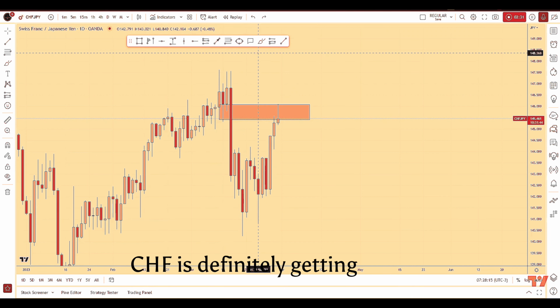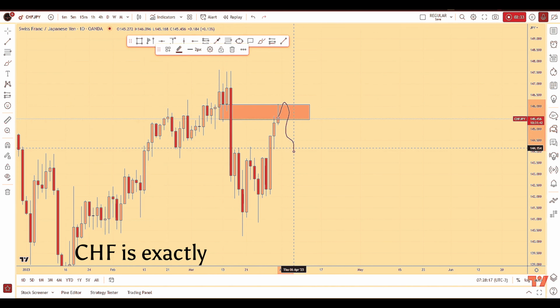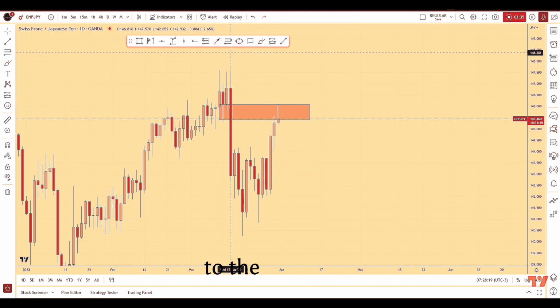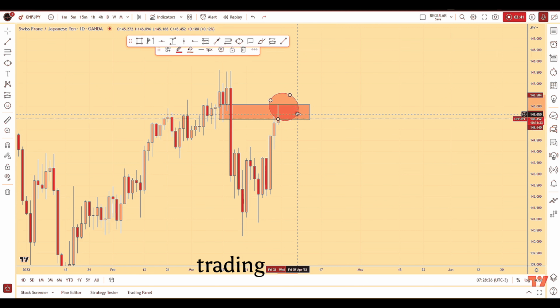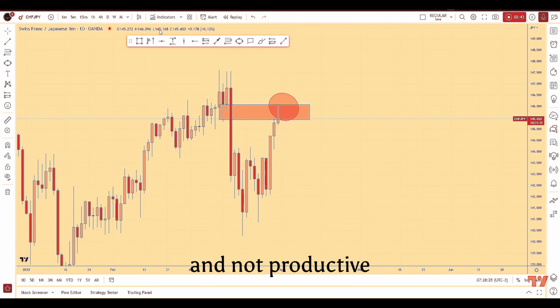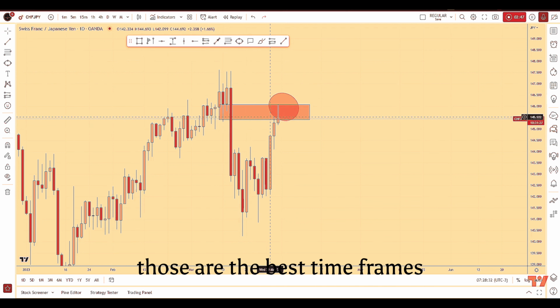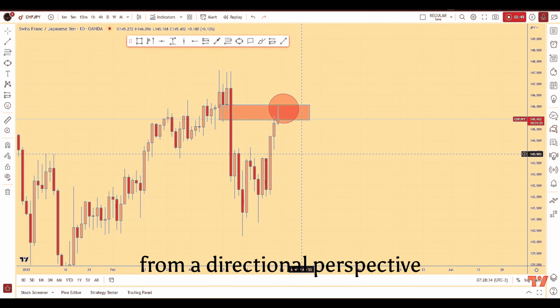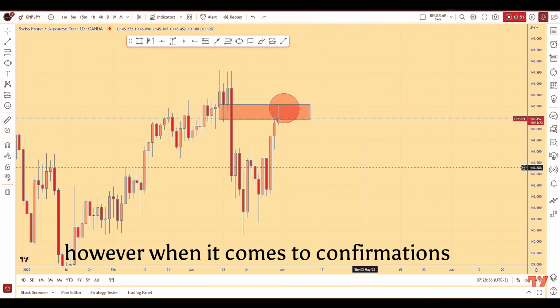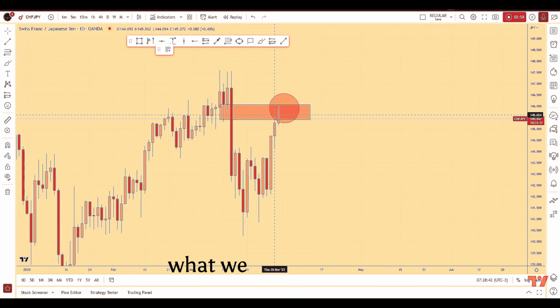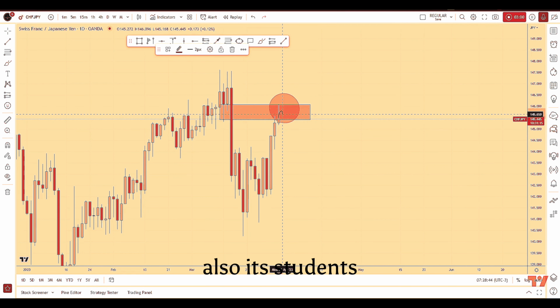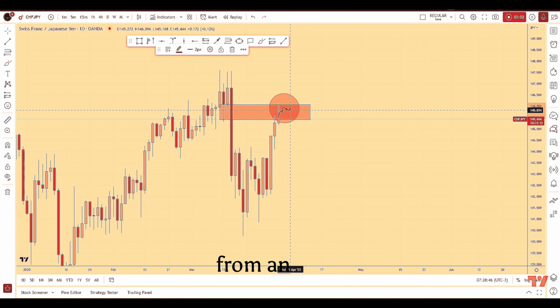CHF is definitely getting weaker, and a weakening CHF is exactly what we need for a potential reversal to the downside. So how we could be approaching this potential rejection lower. Now, as usual, trading is reactive and not predictive. The monthly, weekly, and daily, those are the best time frames from a directional perspective. However, when it comes to confirmations and entries, the best time frames are the intraday time frames, so 4 hour and lower.